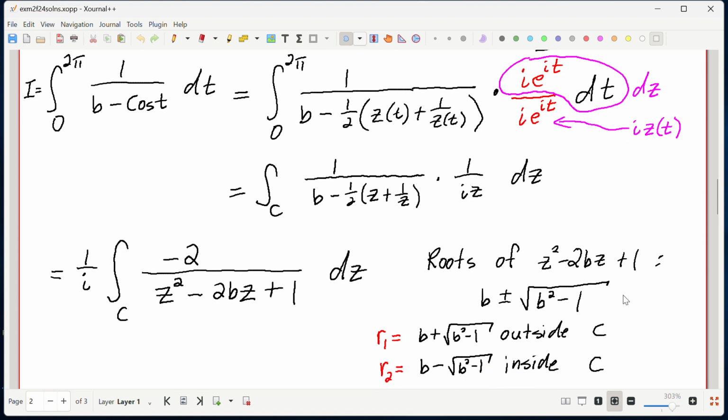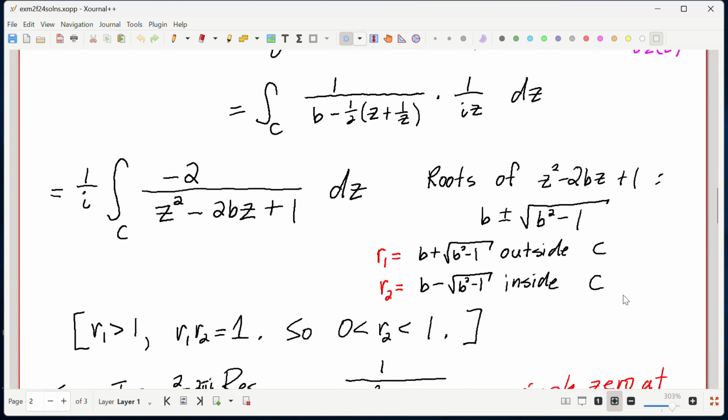You multiply that out, and you get a quadratic in the denominator. That quadratic has 2 roots, one at b plus the square root of b squared minus 1, and one at b minus the square root of b squared minus 1. Well, b is bigger than 1 in this problem, and so of course b plus something is even bigger than 1. So R1 there is outside the unit circle. It turns out R2 is inside. You can see that using very elementary inequalities, the fact that b is bigger than 1.